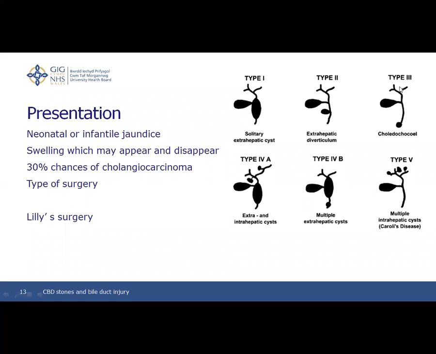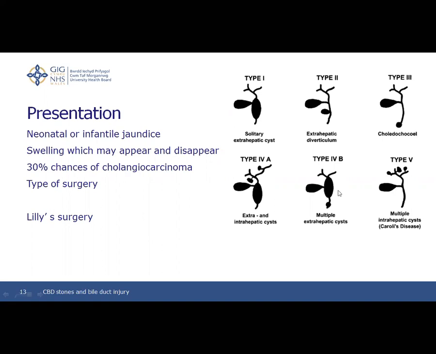In type 3, we can do a sphincterotomy in the ampulla and try to keep this sac open into the duodenum. If not possible, again try to do a complete excision and hepaticojejunostomy.